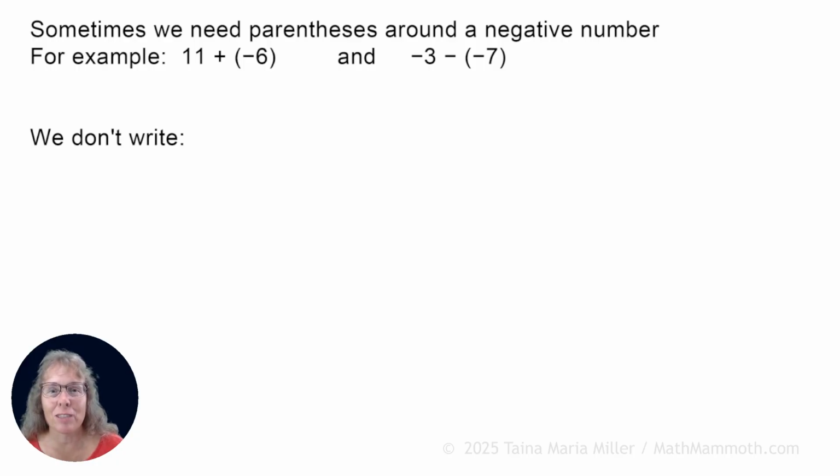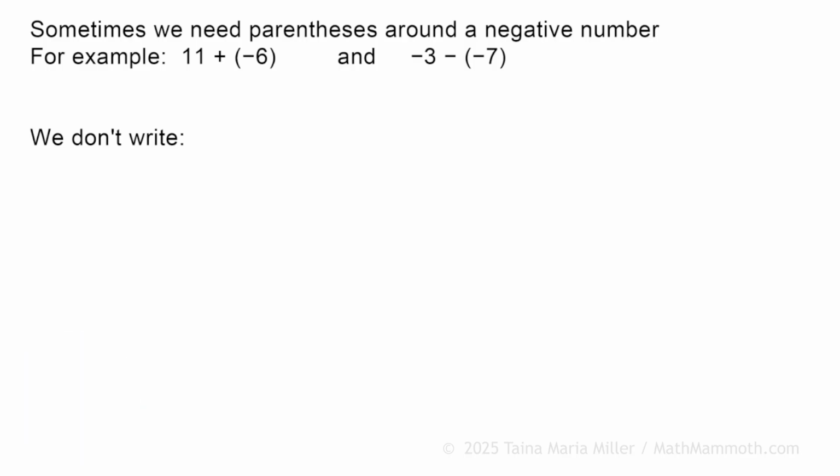In this video we're going to continue with integer addition and subtraction. But first, let's look at a little note about notation. And that is, sometimes we need parentheses around a negative number. For example, if we write 11 plus negative 6, we put parentheses around the negative 6. We don't write 11 plus minus 6, all right?